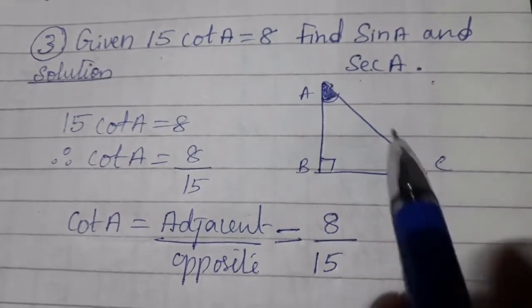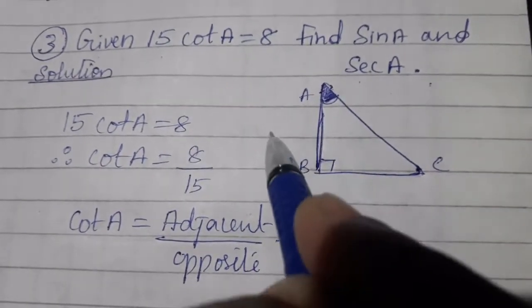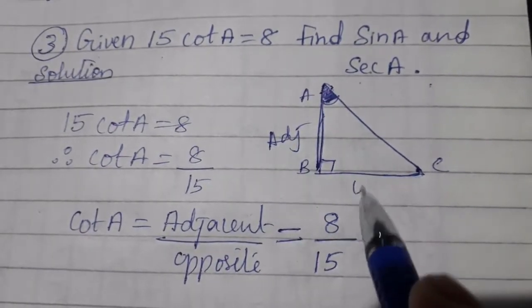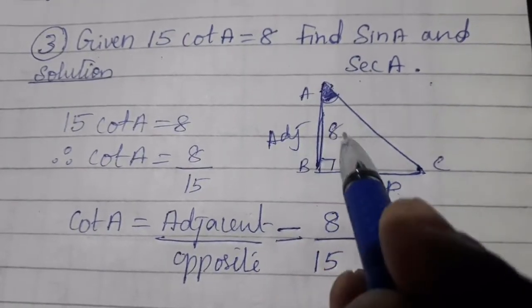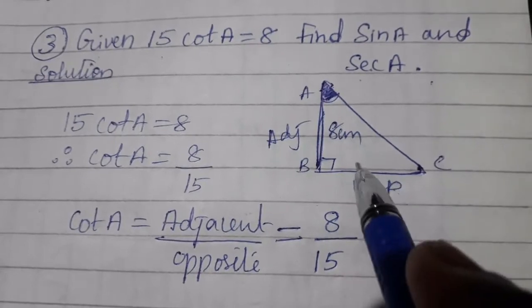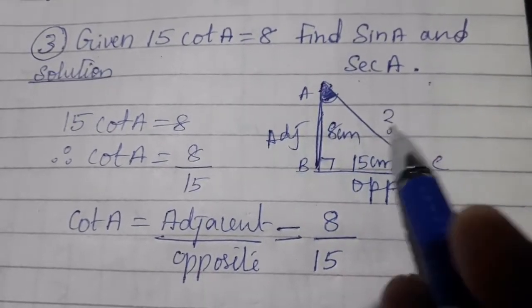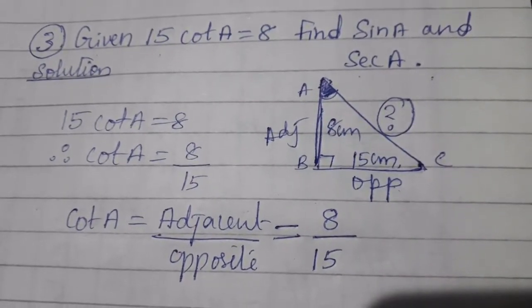So according to this triangle, the side associated with the given acute angle is called the adjacent side. The side opposite to the acute angle is called the opposite side. Adjacent side is 8 centimeters. Opposite side is 15 centimeters. Now definitely I have to find AC.